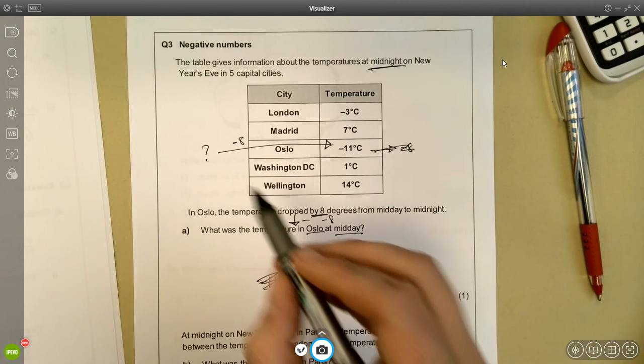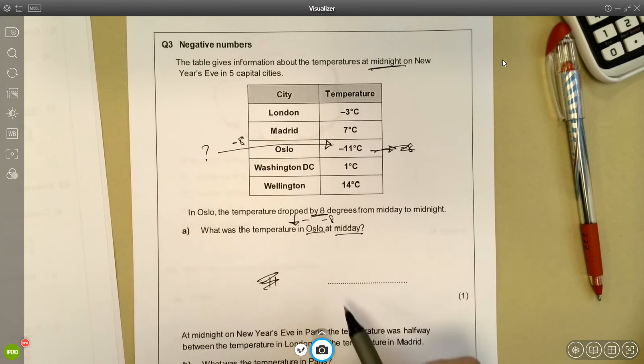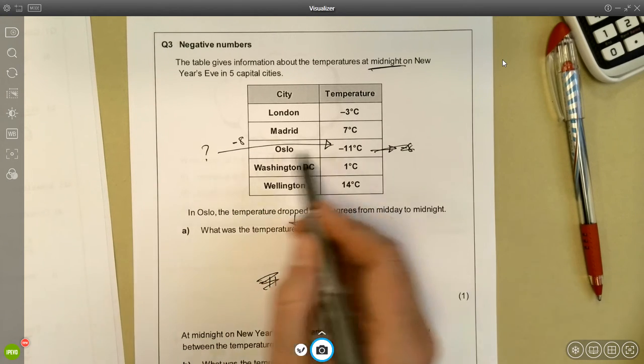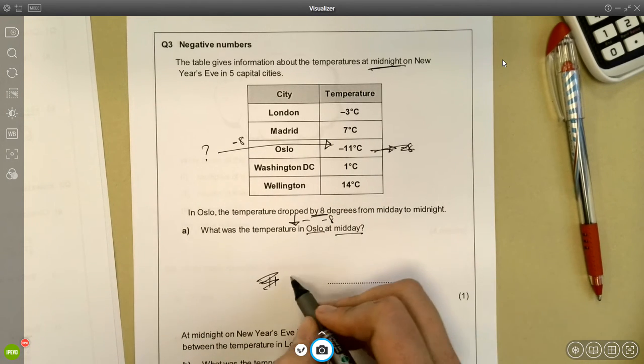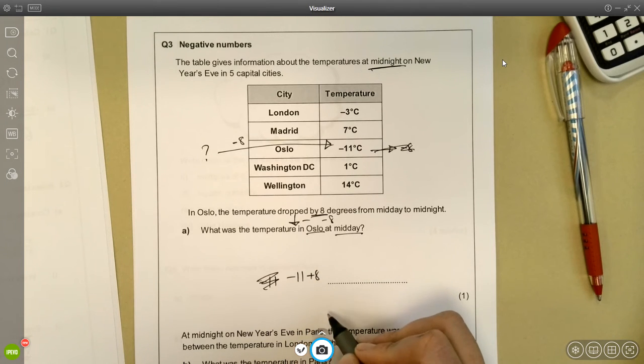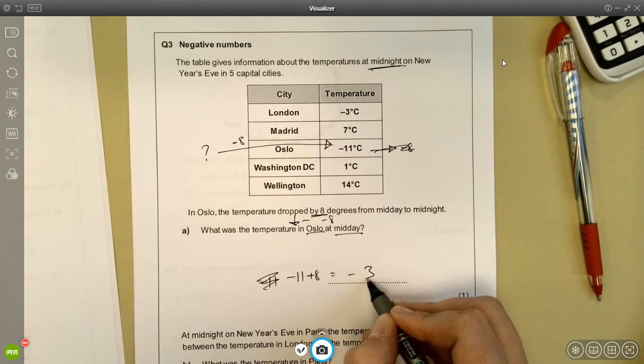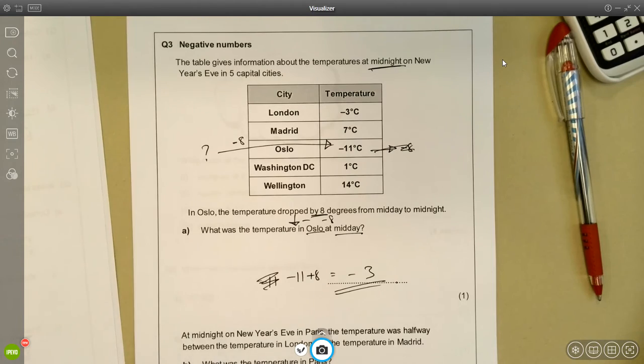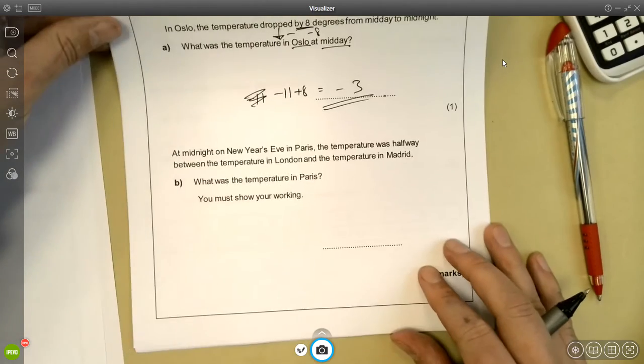So really, something take away 8 was negative 11. So let's add 8 and find out what it was before the drop. So it's negative 11 plus 8 gives us negative 3. Ooh, almost got me there. Okay. Part B.